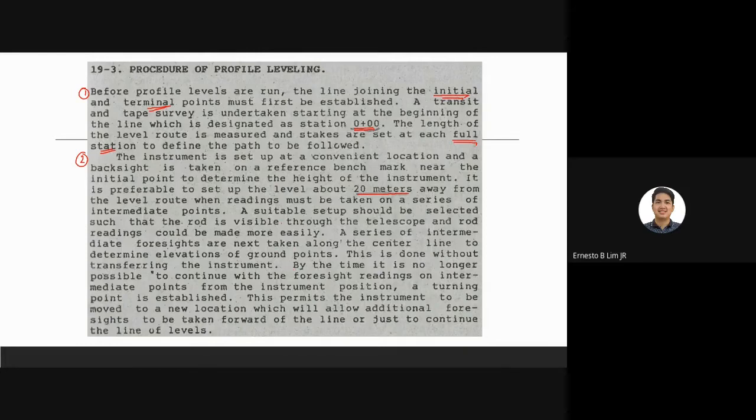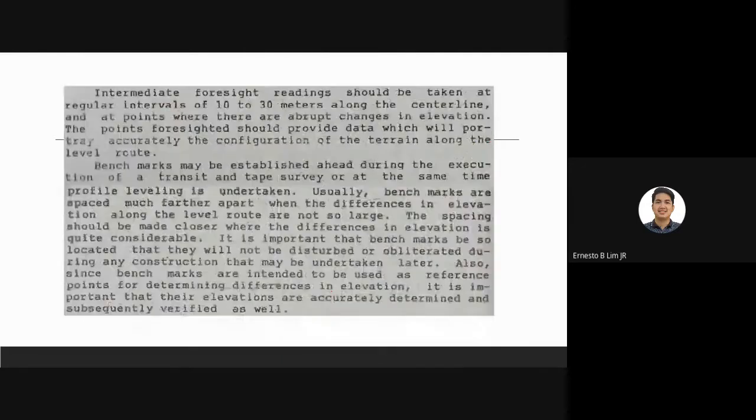Okay, so later we will visualize all of this procedure. By the time it is no longer possible to continue with the foresight readings on intermediate points from the instrument position, a turning point is established. So that is the purpose of a turning point. This permits the instrument to be moved to a new location, which will allow additional foresights to be taken forward of the line, or just to continue the line of levels.